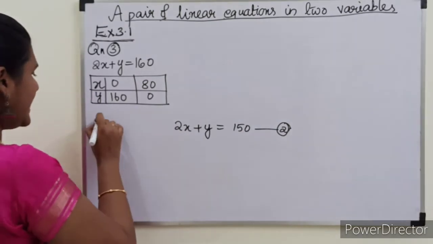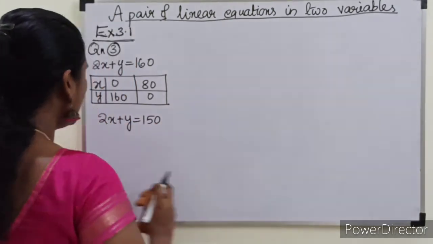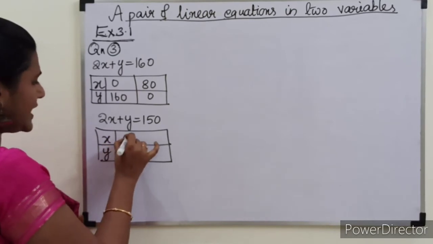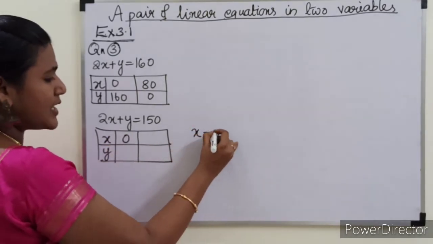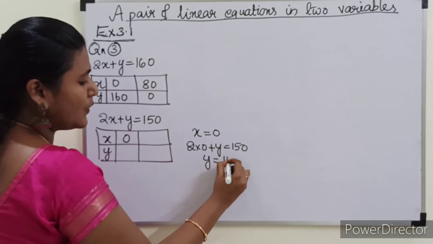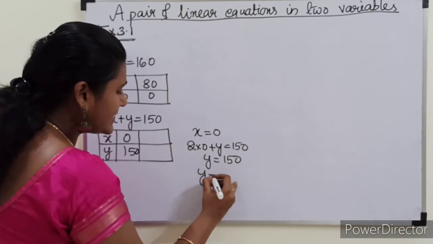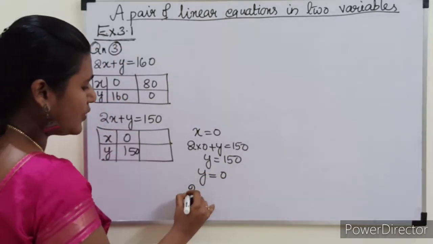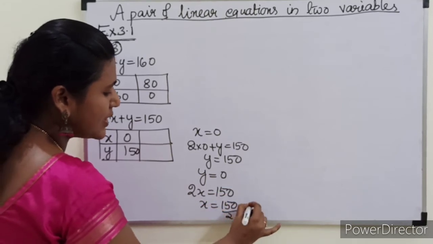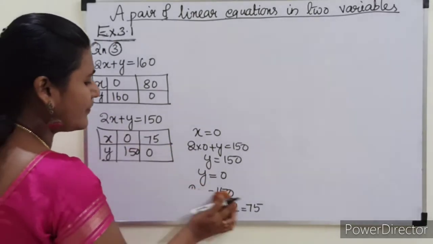Now we will take the second equation, that is 2x plus y is equal to 150. We will find the solutions of this equation. In the same way, we will assume x is equal to 0. So when you take x is equal to 0, 2 into 0 plus y is equal to 150, so y is equal to 150. Now the next case, y is equal to 0. If you take y is equal to 0, 2x is equal to 150, so x is equal to 150 by 2, that is 75. So y is equal to 0 and x is equal to 75. So we got the solutions.